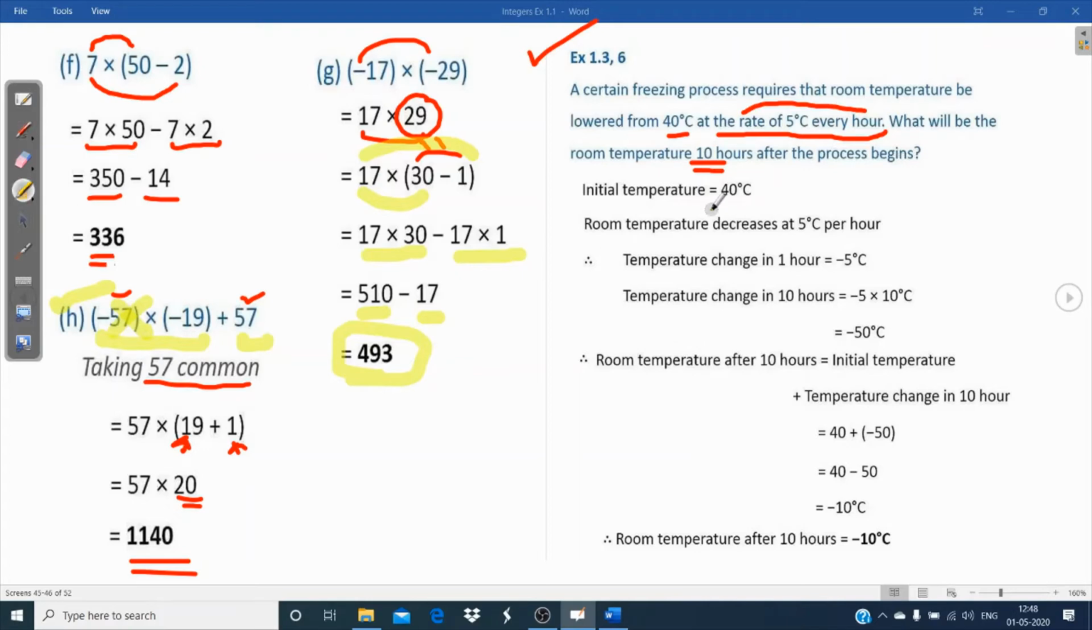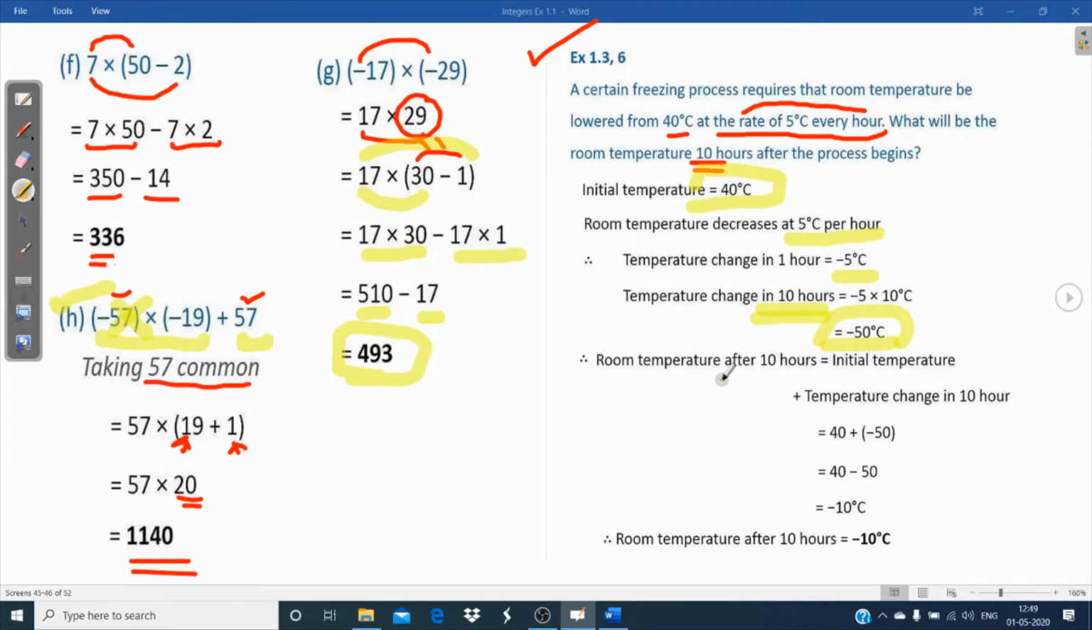Since the initial temperature is given, what? 40 degrees Celsius, and room temperature decreases 5 degrees Celsius per hour, meaning every hour it is decreasing. So that temperature will be represented by minus sign. Temperature change in 1 hour we can write as minus 5 degrees Celsius. They are asking the total temperature after 10 hours. So in 10 hours, how much will the temperature decrease? Minus 5 into 10 degrees Celsius, you will get minus 50 degrees Celsius. That is the temperature decrease after 10 hours.